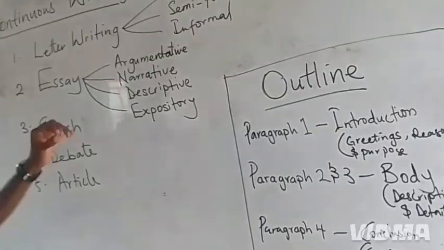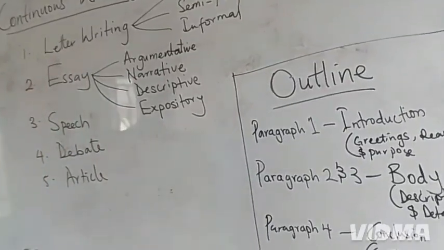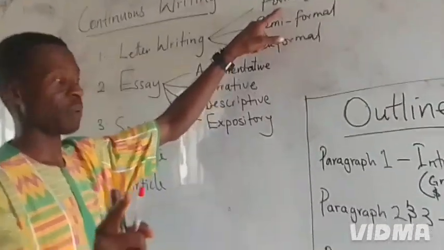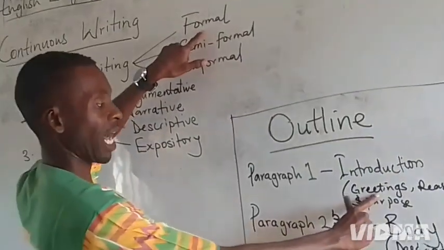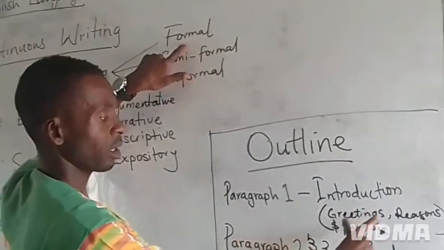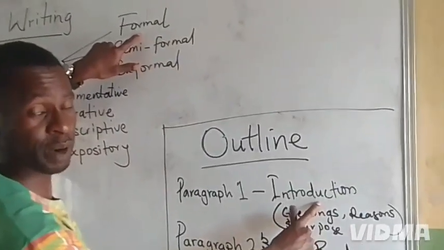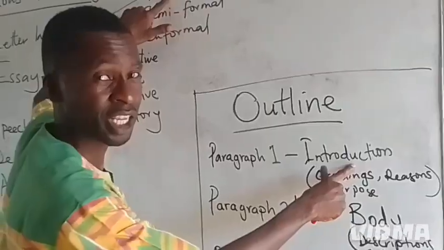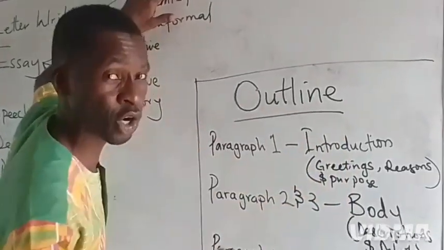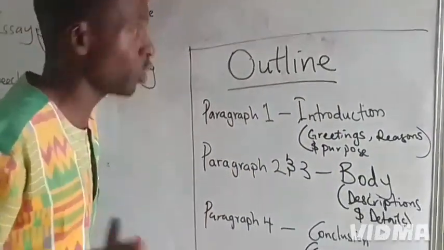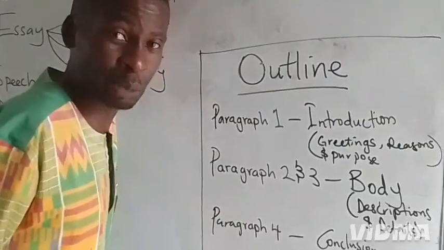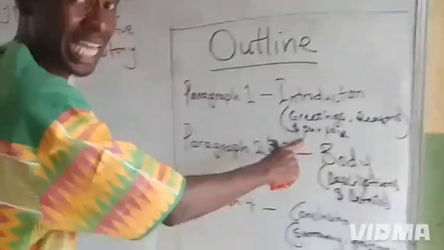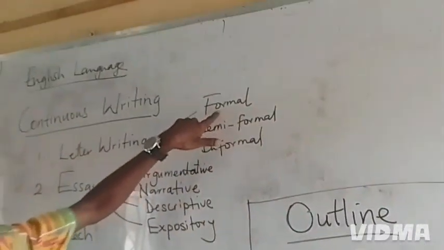The first one, letter writing. Formal letter, when I start my first paragraph, I will include introduction in the first paragraph. Because it's a formal letter, you're writing to an organization that you do not know, you are not required to start greeting anybody. You go straight to the point. Reason why you are writing the letter. You are still in formal letter.